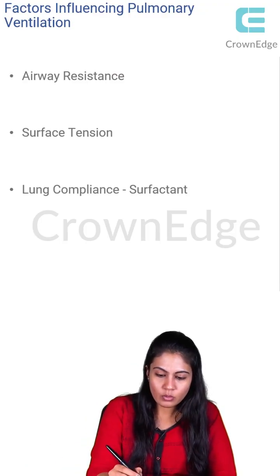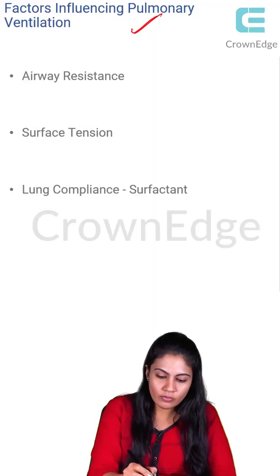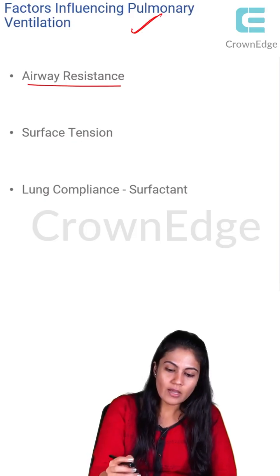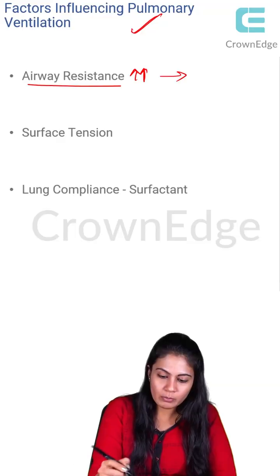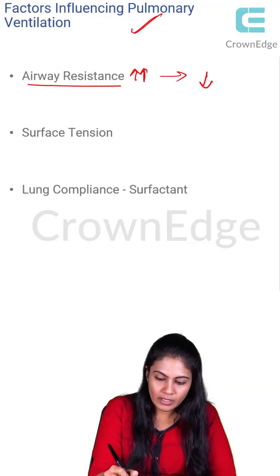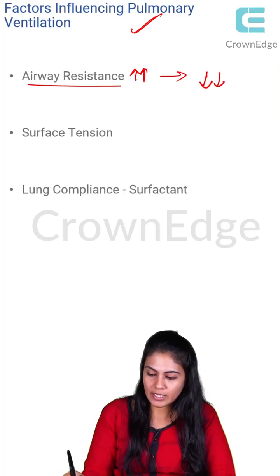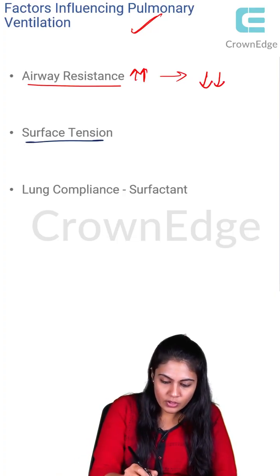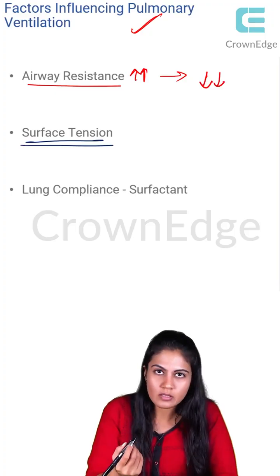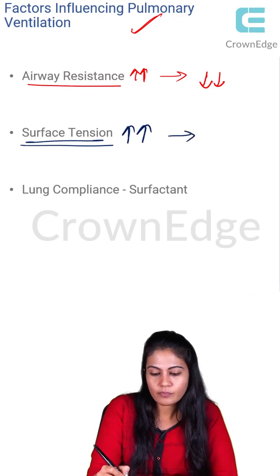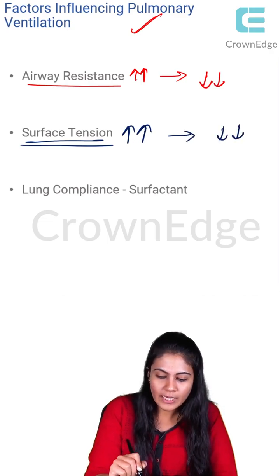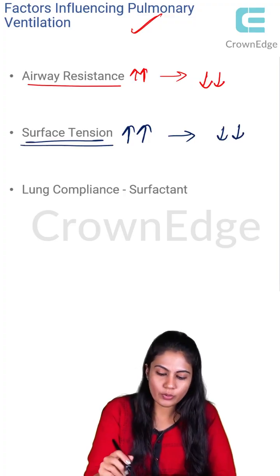What are the factors that influence pulmonary ventilation? There are three factors. First is the airway resistance. If airway resistance increases, what will happen to the pulmonary ventilation? Pulmonary ventilation will decrease, right? And whenever the surface tension increases, this is also a form of resistance that we talked about, again the pulmonary ventilation is going to decrease.